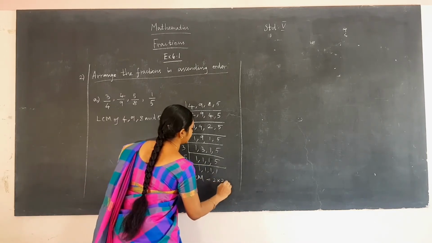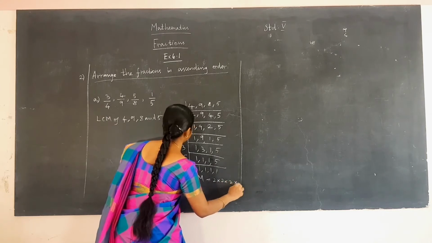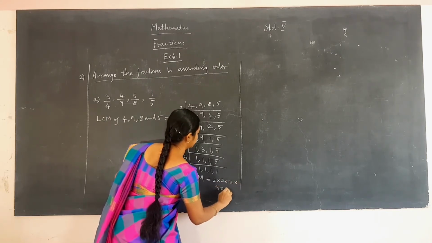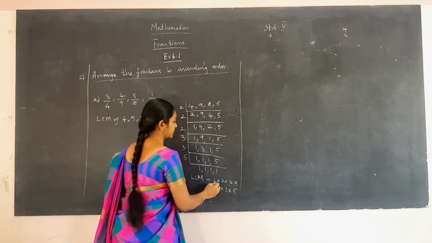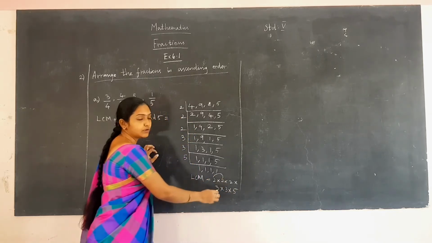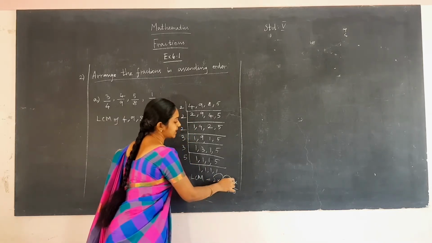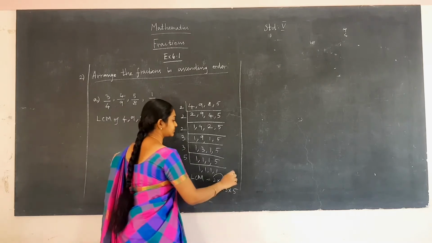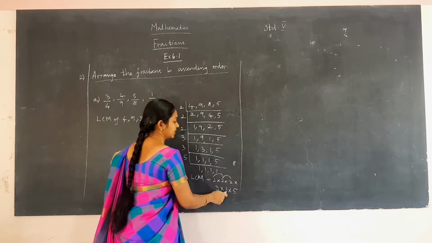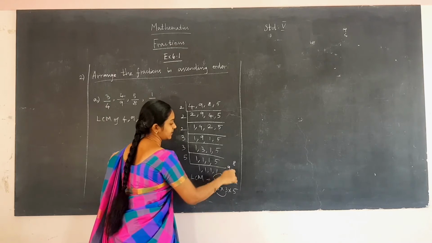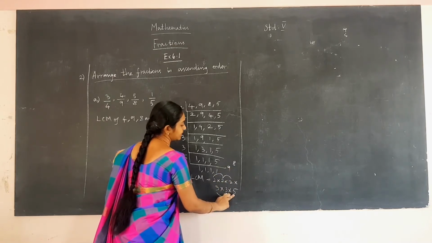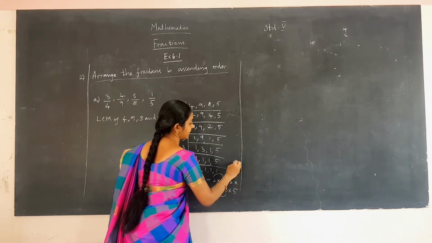2 into 2 into 2 into 3 into 3 into 5. 2 into 2 is 4. 4 into 2 is 8. 3 into 3 is 9. And here we have 5.